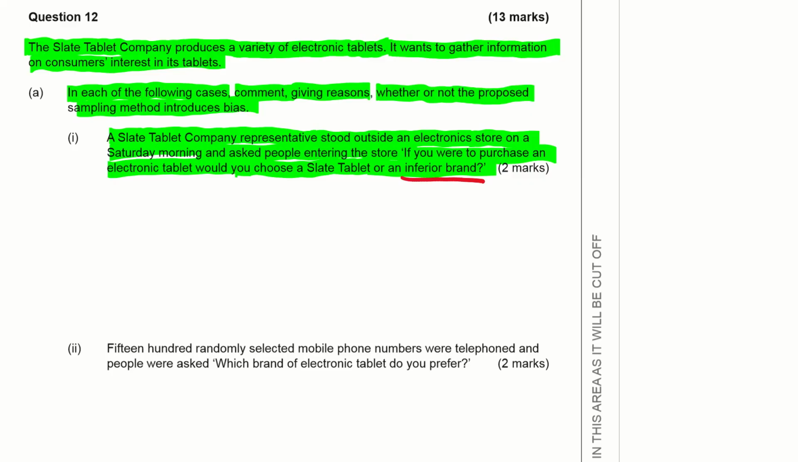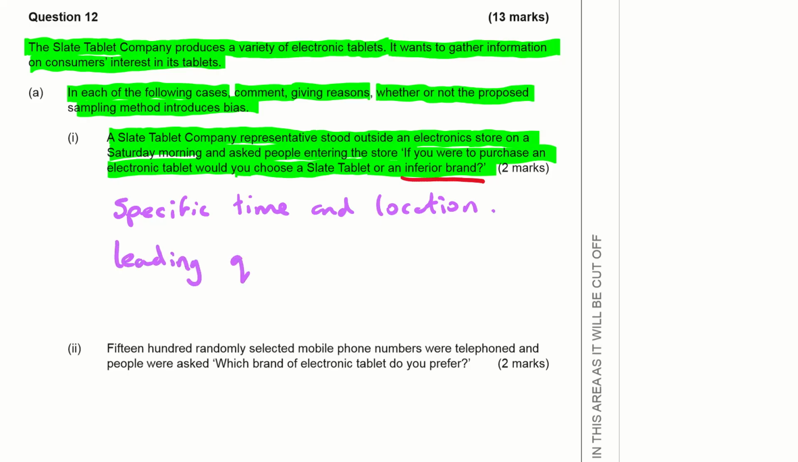So, for this one, specific time and location. That is a problem. It introduces bias because any time that you restrict the location or restrict the time, that is a problem. You're only going to get a certain section of the population. Also, the question is leading. That's the whole point about the inferior brand.